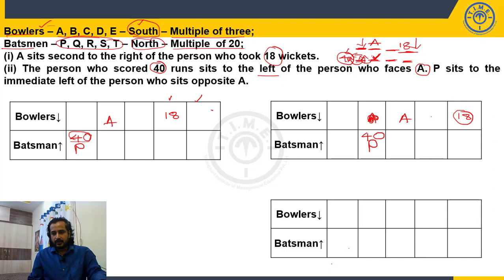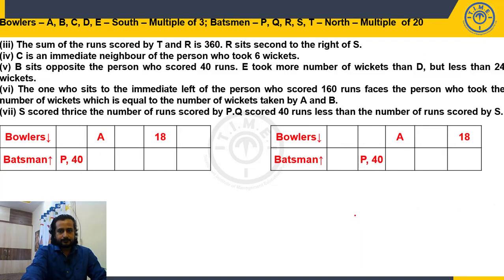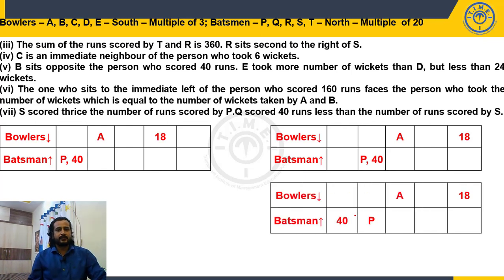Already one is drawn. Now see here, it is 18, second right A, and opposite and immediate left P. Now it will be 40. So one of these three cases will be definitely our correct answer. Clear? So first two clues are done, and we have this much, three possibilities. Okay. Now move to the next slide. Right. So these are the three arrangements that we have.